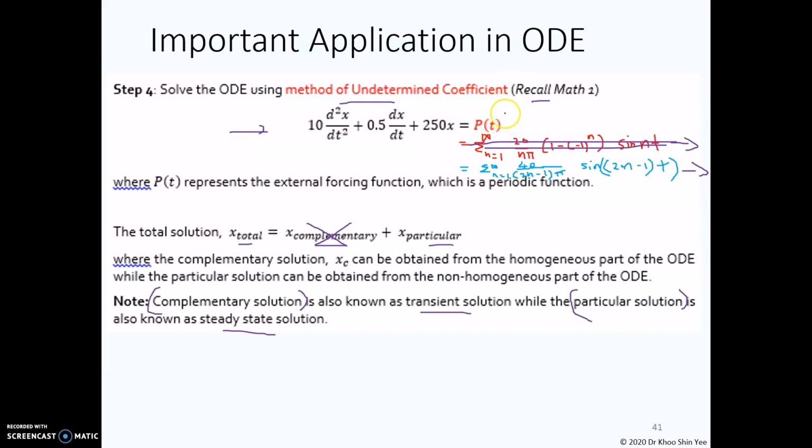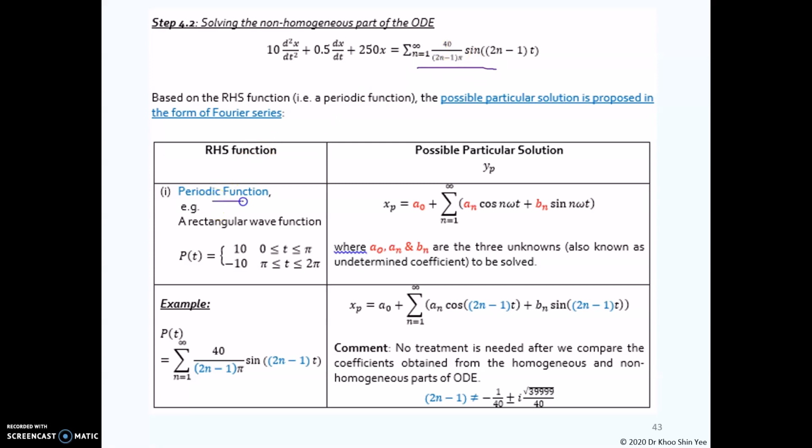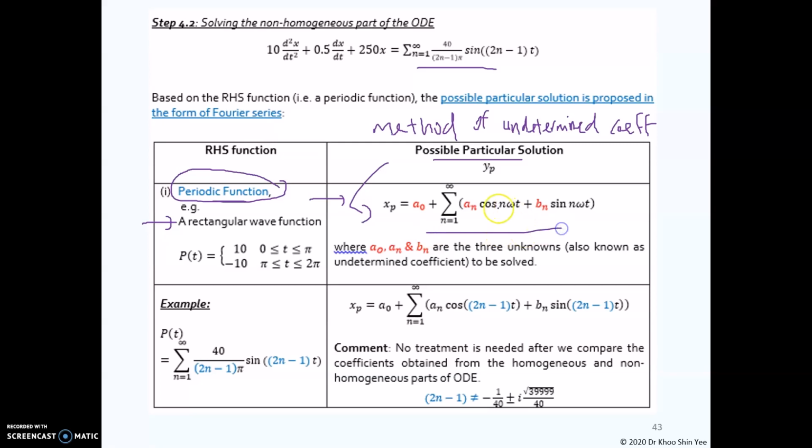Next, we move to the non-homogeneous part of the ODE, where you have non-zero at the right-hand side, to obtain the particular solution. Since your right-hand side is a periodic function, which is given by this rectangular wave function with period equal to 2π, by using the method of undetermined coefficients, we can propose the possible particular solution, which is this answer. Since this is a periodic function, your particular solution will be in the Fourier series format, and you are going to find the a0, an, and bn here.